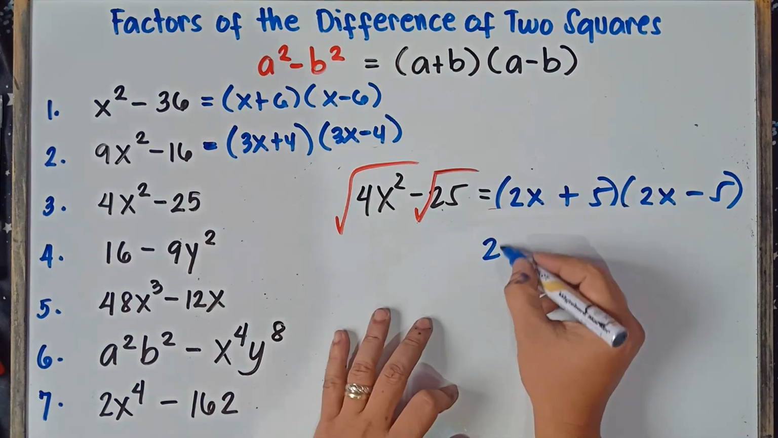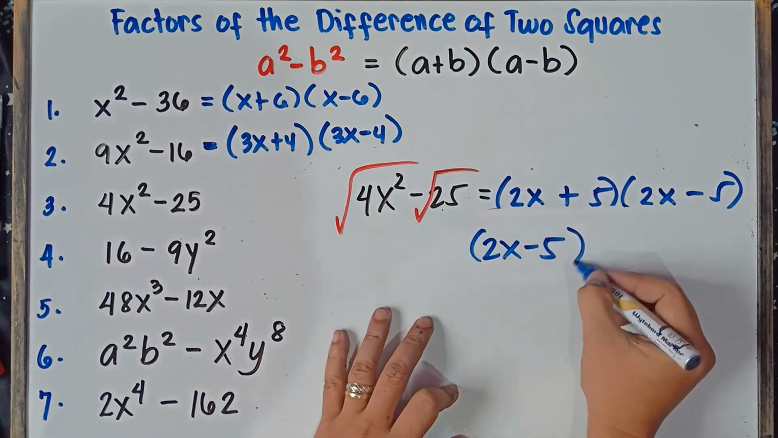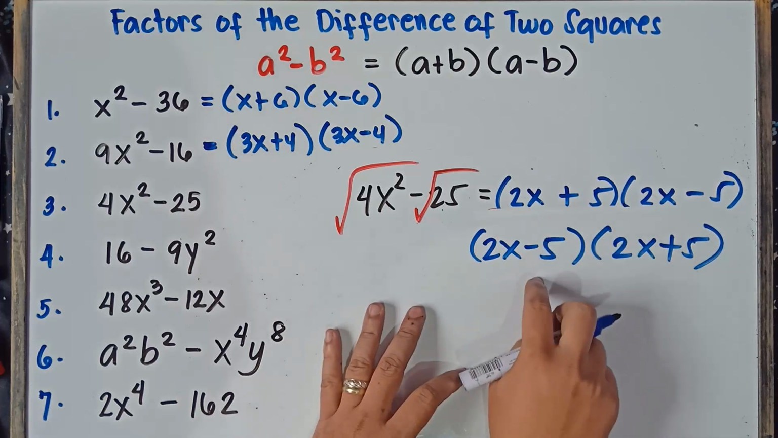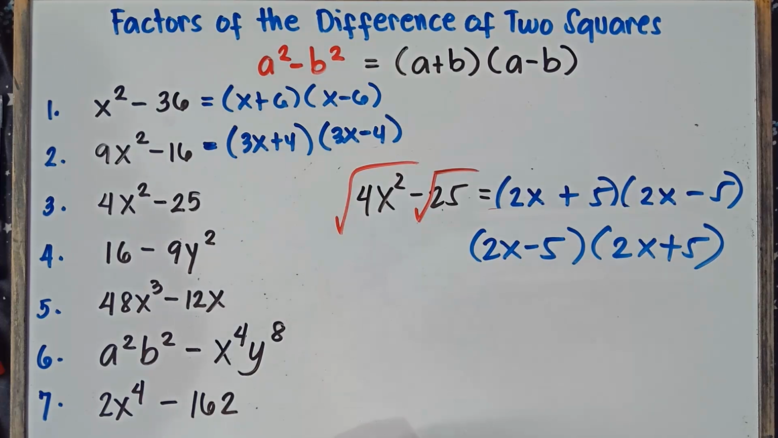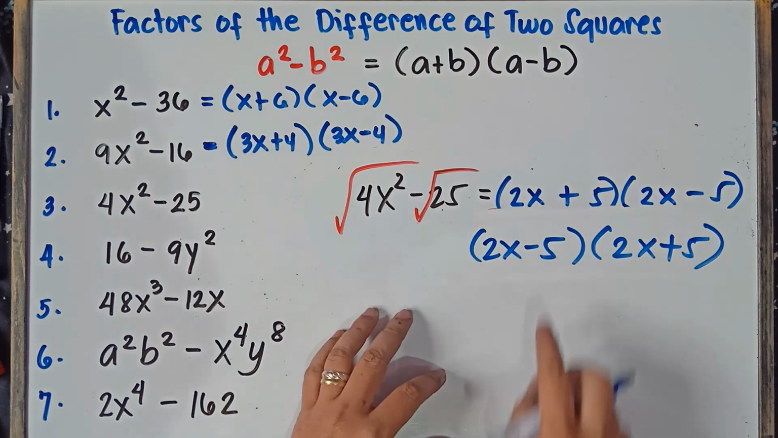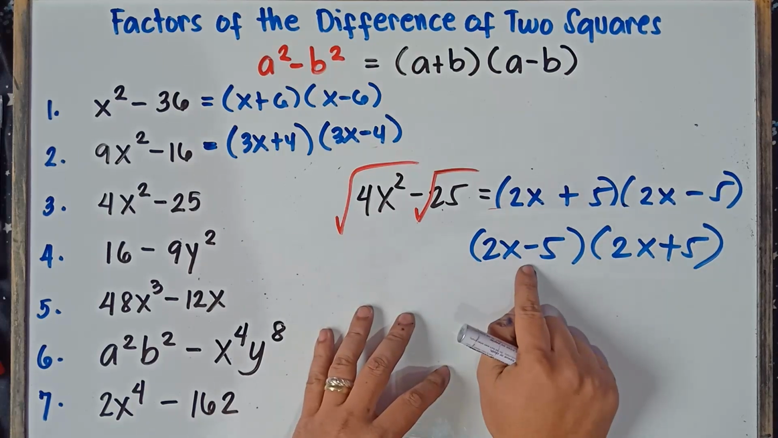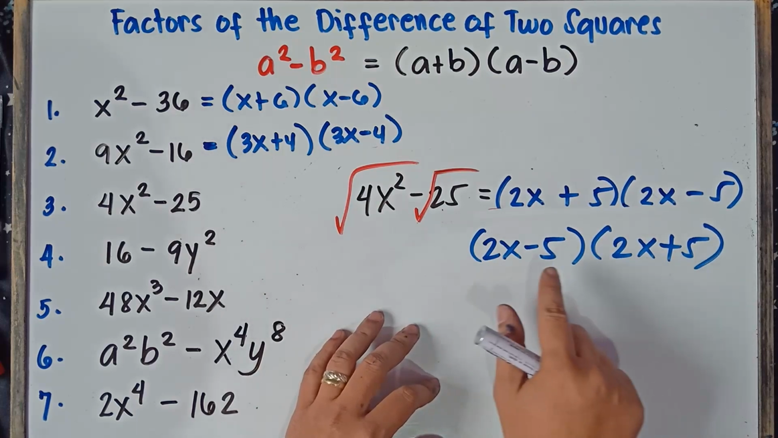This 2x minus 5 comes first. And then the other expression, that would be 2x plus 5. Now, question, is this the same? Is your answer correct? Yup, class, this is just the same, as long as you have one plus and then one minus sign.